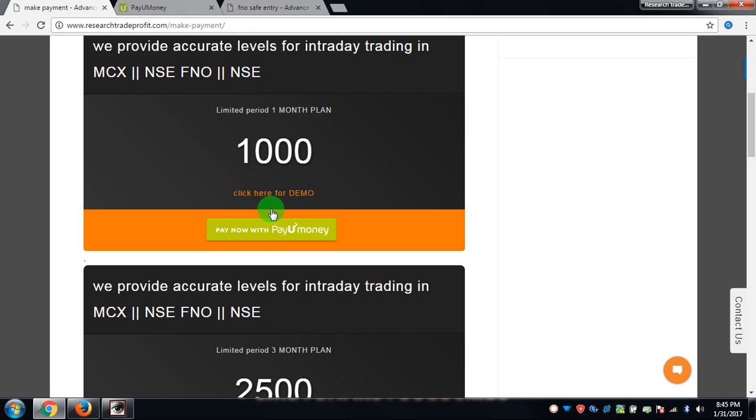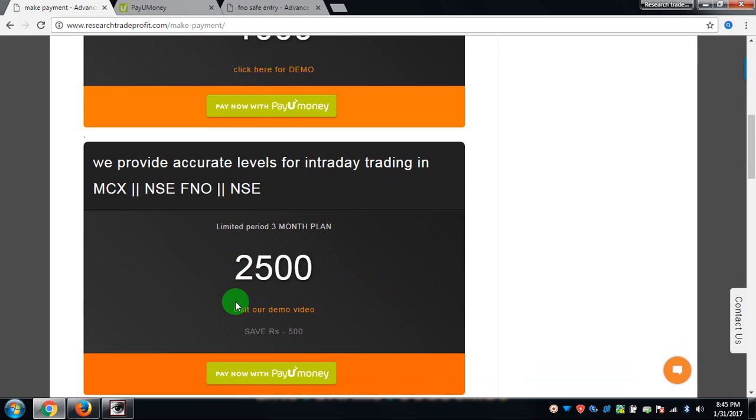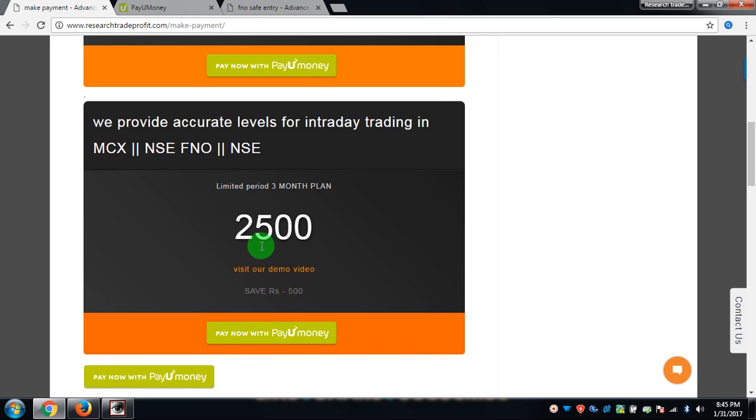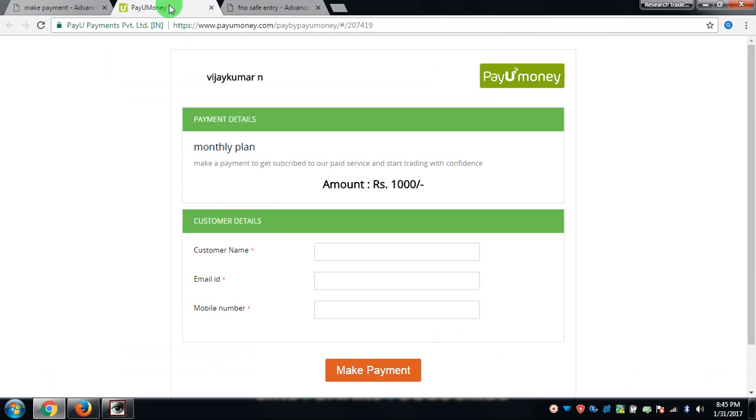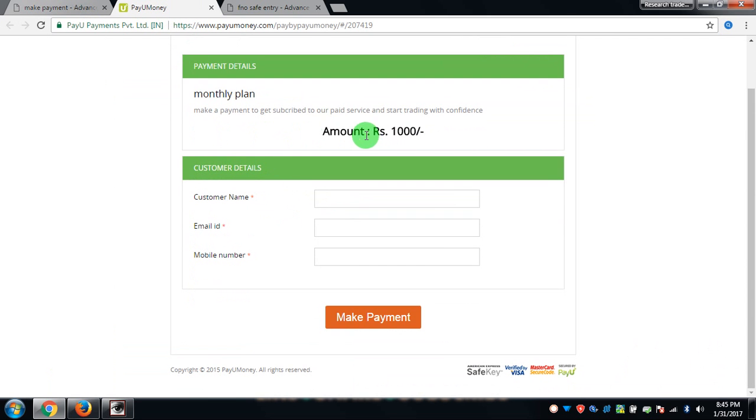This is 1,000 rupees for 1 month, and if you want a discount, you can subscribe to our 3 months plan by just paying 2,500. You can save 500 rupees and become our paid member for 3 months, where you can access all three segments' levels, that is MCX, F&O and NSE stocks. Here it's asking for the 1,000 rupees payment. You can put your name, mail ID and mobile number and make payment. It will take you to the bank details, and from there you can become our paid member. So this was the process to register and make a payment on our website.